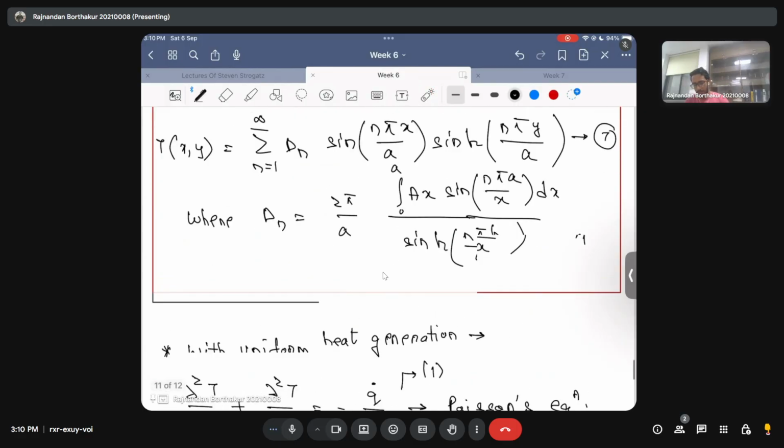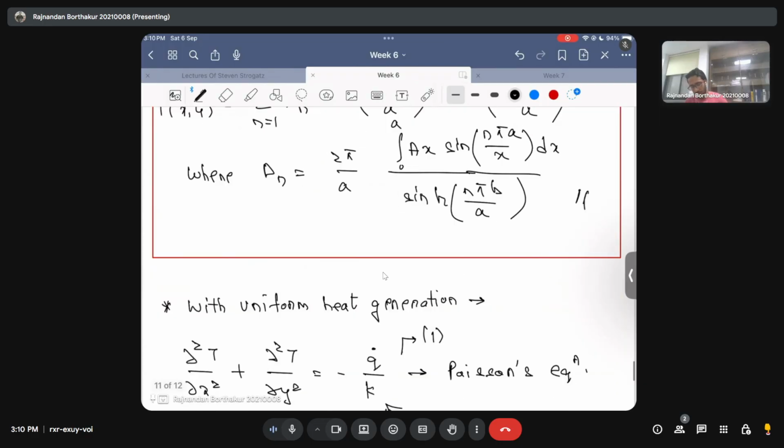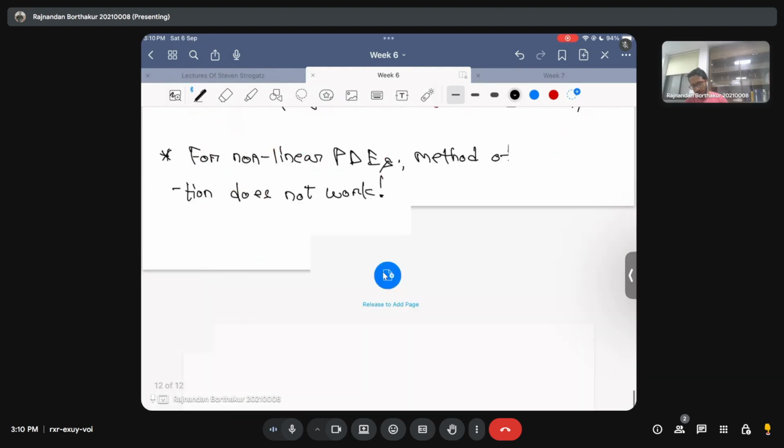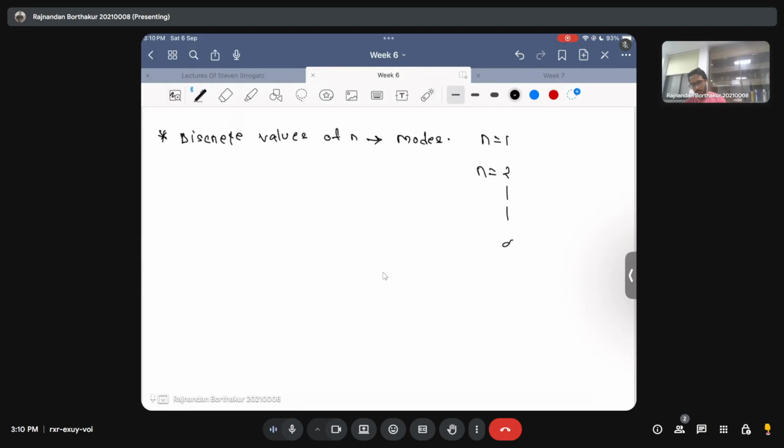I forgot to mention this in the last class. So the discrete values of n are actually known as modes. For instance, n equal to 1, n equal to 2, and this goes up to infinity. These are called the individual modes of the problem.